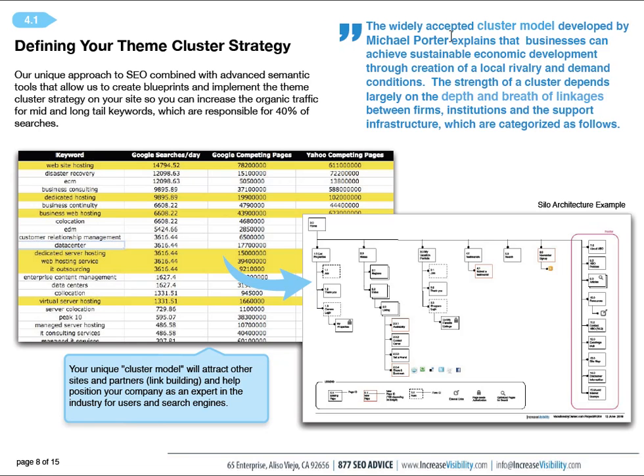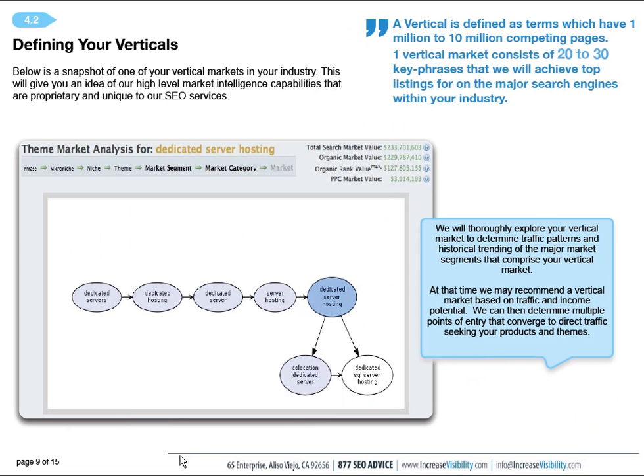The widely accepted cluster model developed by Michael Porter explains how businesses can create sustainable economic development through clustering. So architecture has many applications, not just optimal web architecture. The exciting stuff is, if you have a 5, sometimes even 6K proposal to a firm, like this particular proposal was, they're taking a lot of the pictures directly out of Kraken. And so, Increase Visibility uses that.